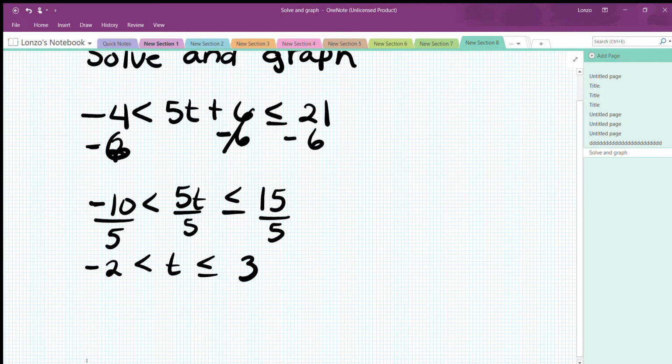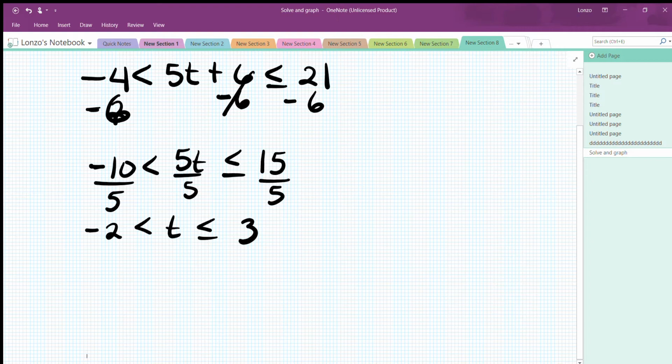Now, this looks weird, right? What they're saying is, if you have it like this, it's like saying t is less than or equal to 3, and then t is also, now this part is flipped, so it's like saying t is greater than -2. So yeah, this part stays the same, but this part just flips. That's what they're really saying. T is less than or equal to 3, and t is greater than -2.